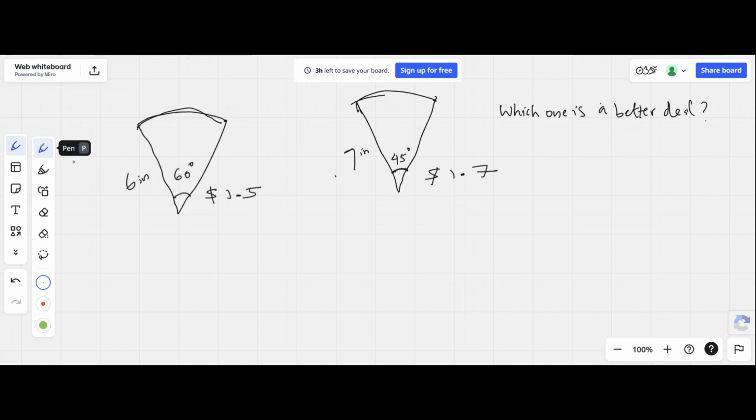There are two pizza slices. One is 6 inches, 60 degrees, and it is $1.5. The other one is 7 inches, but 45 degrees, and it is $1.7. So which one is a better deal? That is the question.